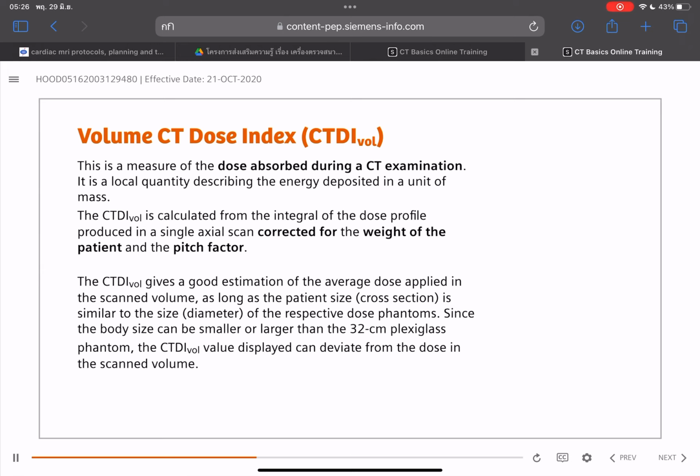The CT-DI volume gives a good estimation of the average dose applied in the scanned volume, as long as the patient size, that is, the cross-section, is similar to the size, that is, the diameter, of the respective dose phantoms. Since the body size can be smaller or larger than the 32-centimeter plexiglass phantom, the CT-DI volume value displayed can deviate from the dose in the scanned volume.